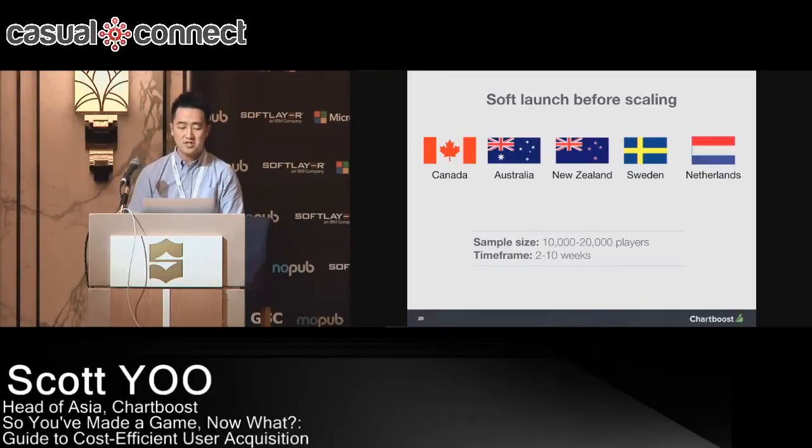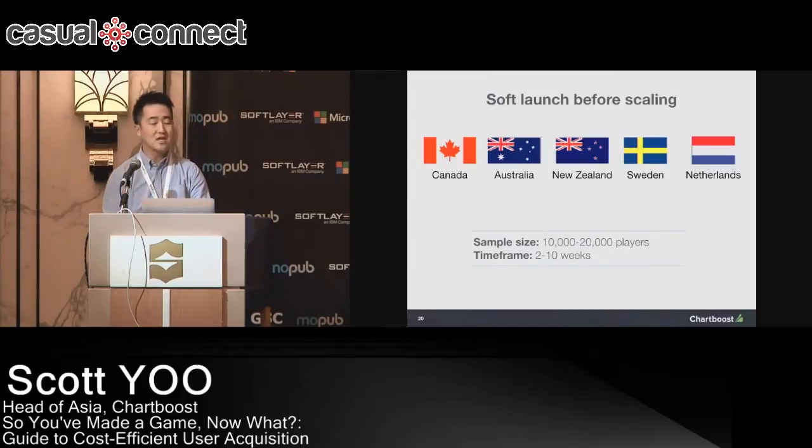Some of the countries that we're seeing in our network are Canada, Australia, New Zealand, Sweden, and Netherlands. Sweden and Netherlands are European countries, English-speaking countries, where you're able to get users, a good sample size for you to be able to find and test your KPIs. The sample size that we recommend is 10 to 20,000 players, a time frame of 2 to 10 weeks.